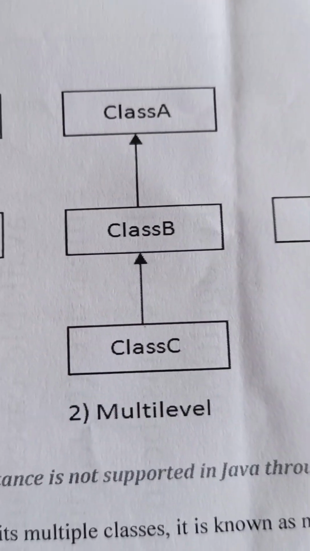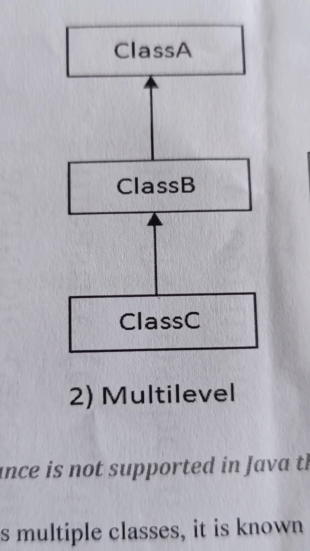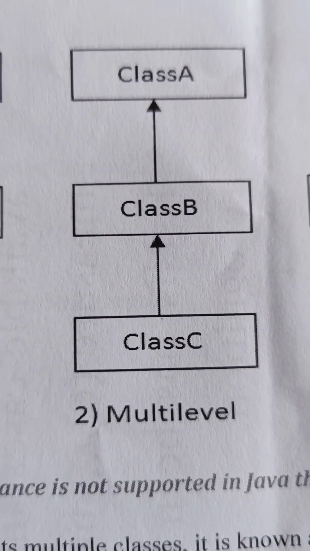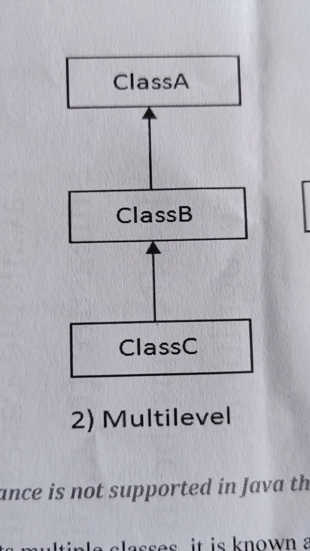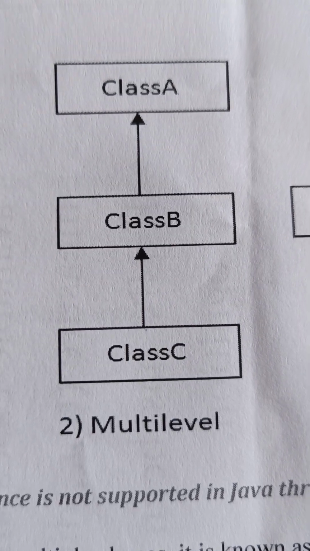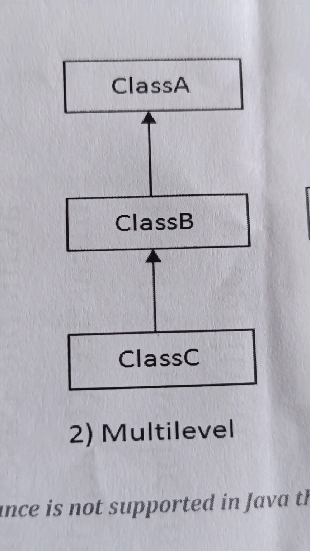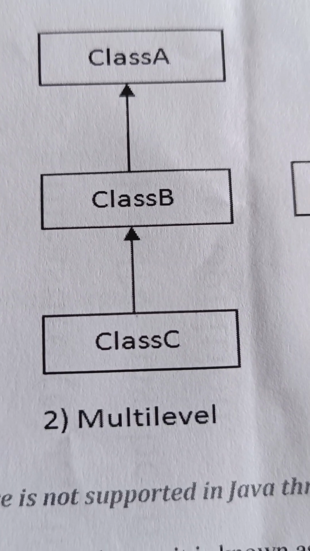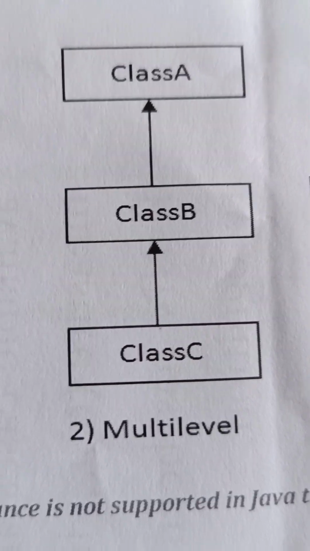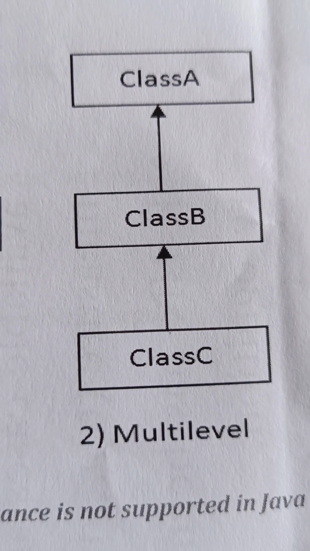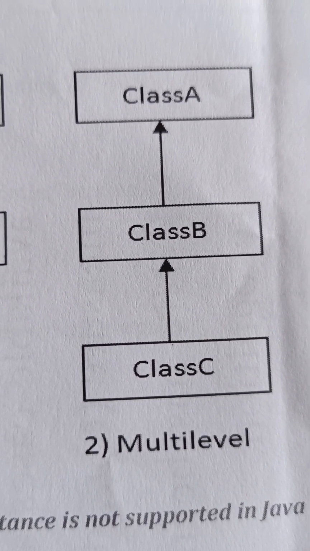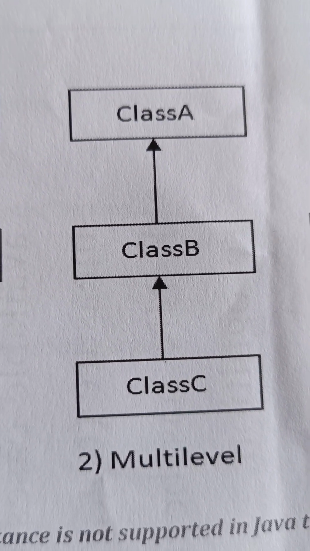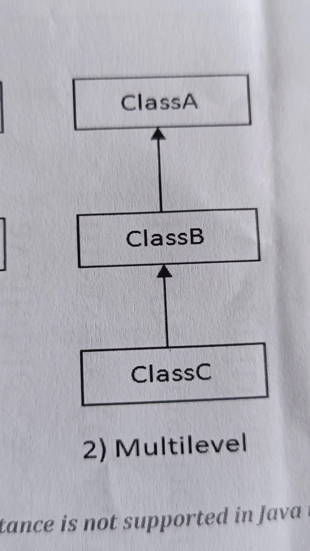Next, multi-level inheritance. Here you can see classes being inherited level by level. A class which is derived from another derived class is multi-level. For example, you inherit some features of your father and mother, and your father and mother inherit some features of your grandfather and grandmother.